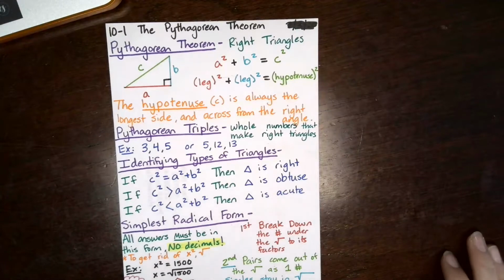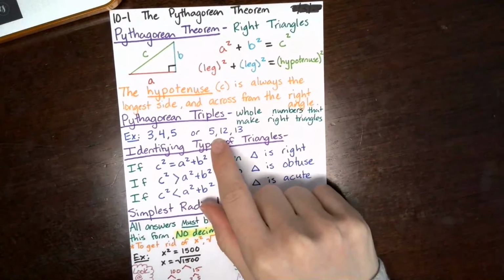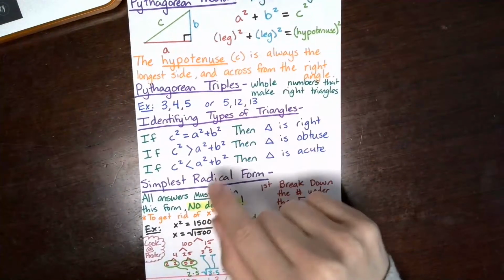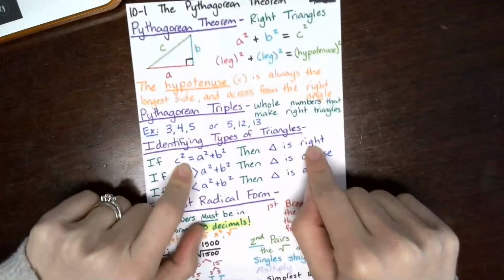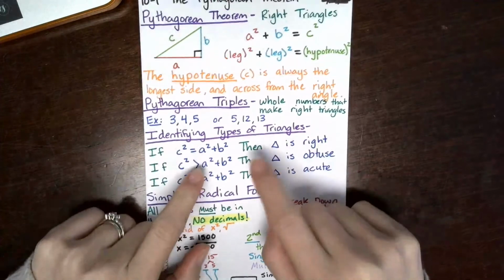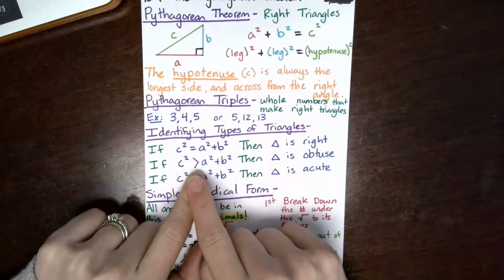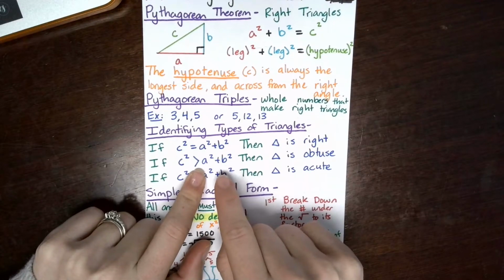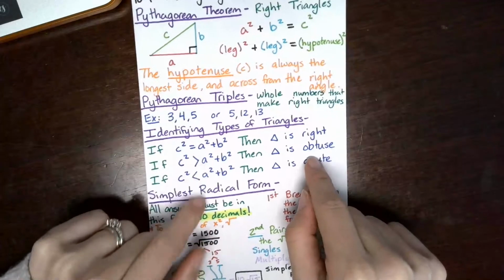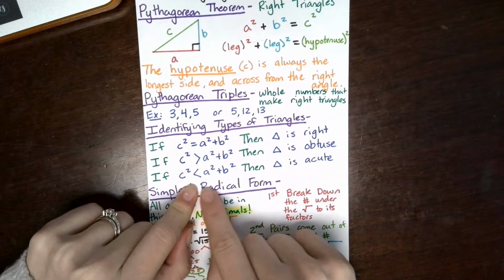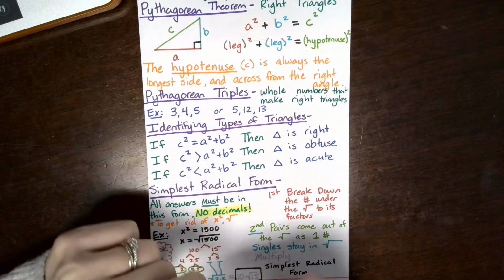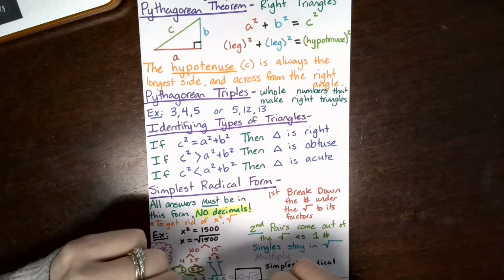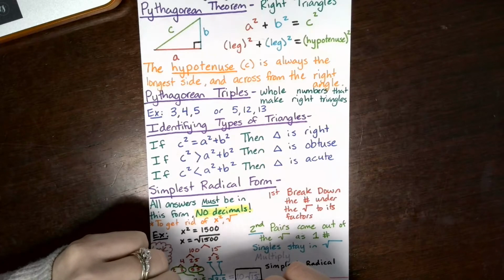So, there's also a way to identify types of triangles. If a squared plus b squared equals c squared, then it's a right triangle. We know that from the Pythagorean theorem. But if c squared is bigger than a squared plus b squared, then the triangle is obtuse. If c squared is smaller than a squared plus b squared, then the triangle is acute. So there'll be problems that are just asking you, is this triangle obtuse, right, or acute? And so that is very handy.